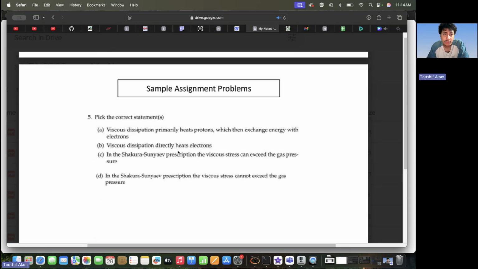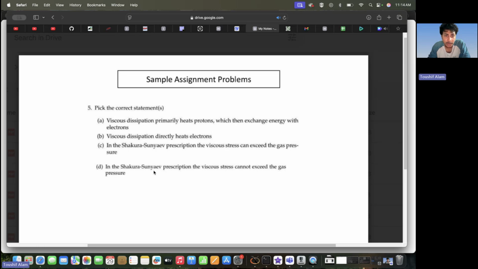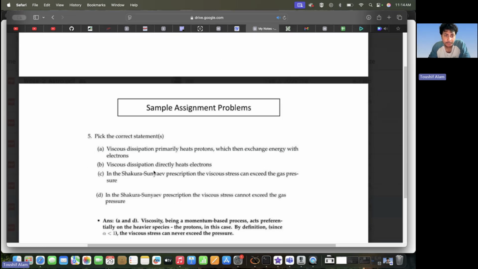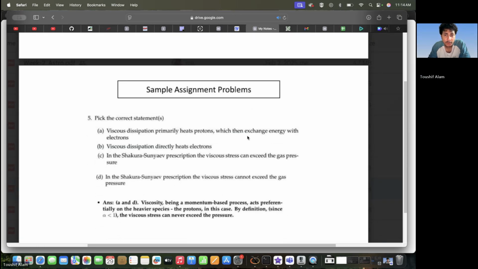Correct statement: viscous dissipation primarily heats the ions, which then exchange energy with electrons. It does not directly heat electrons. Shakura-Sunyaev prescription: the viscous stress cannot exceed the gas pressure. That option is correct because viscosity, being a momentum-based process, acts preferentially on the heavier species. Protons have the higher mass. So by definition, with alpha less than 1, the viscous stress can never exceed the pressure.